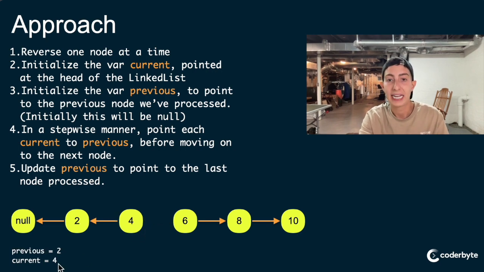And our last node that we processed was 2. So that's how we get our previous of 2. And 4.next is now going to be pointed to 2. And we're just going to continue to do this. So 4.next was 6. So our new current is 6. And our last current was 4, which becomes our new previous, etc., etc.